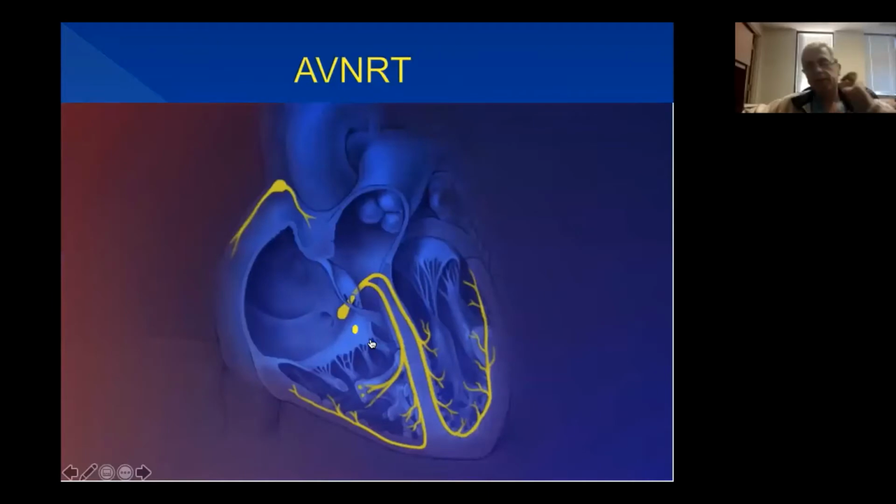This is a representation of the AV nodal reentrant tachycardia, where you have a reentry circuit using a slow pathway posterior to the AV node, going up the AV node, down the slow pathway, up the AV node, down the slow pathway, up the AV node. To stop that circuit, we usually target the slow pathway behind the AV node, and we try to spare the AV node so we don't damage it and we don't need to put a pacemaker in.